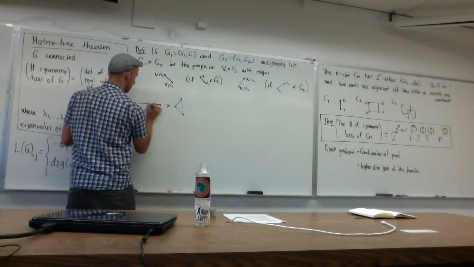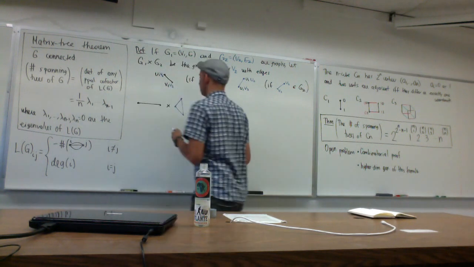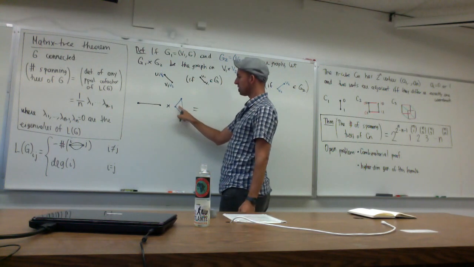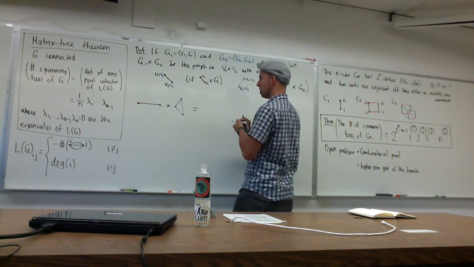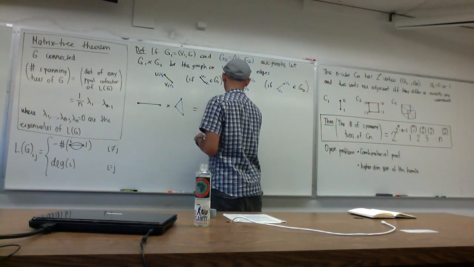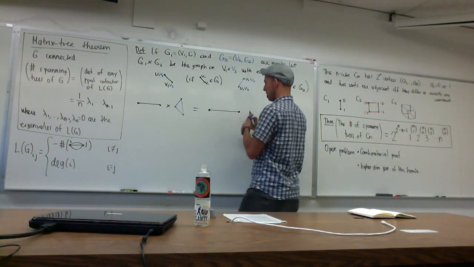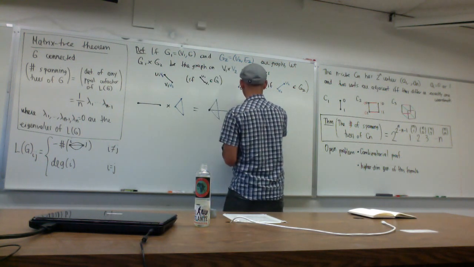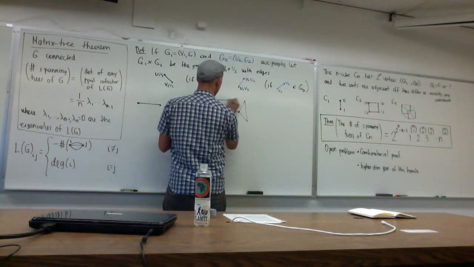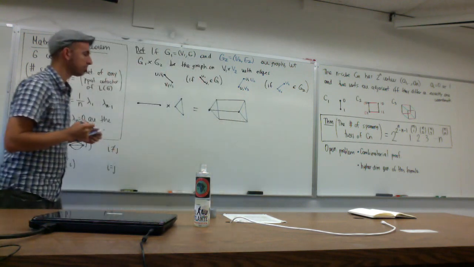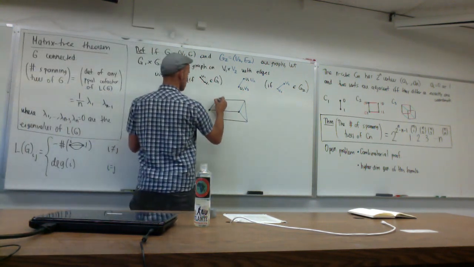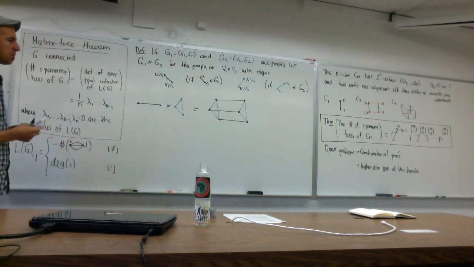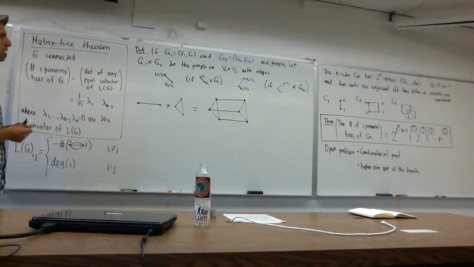It's going to be easier if I draw it longer. So basically, I'm going to get, I put a copy of this graph on each one of these vertices. Okay, so I get this thing here. And then I join the corresponding vertices. So that's the product graph.